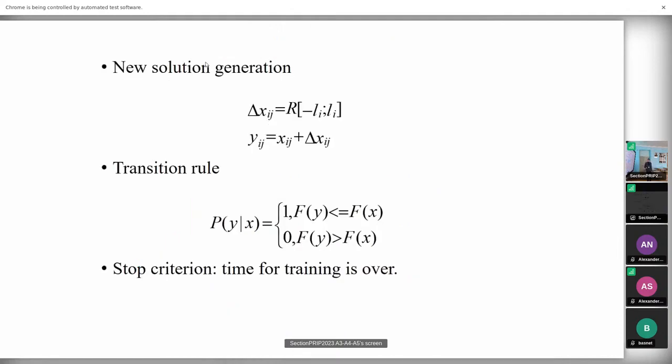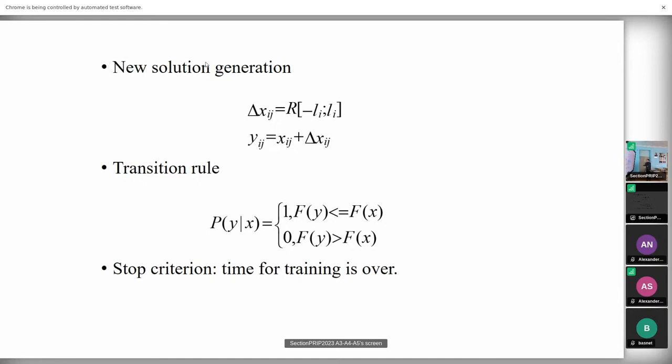Next slide, please. Then we have to generate and use parameter values. We generate a random uniformly distributed variable on a segment from minus Li to plus Li, and then we add this implementation to the current parameter value. Then we perform a transition. If the objective function value for a new solution y is bigger than the objective function value for a current solution x, we decline. Otherwise, we accept this solution.